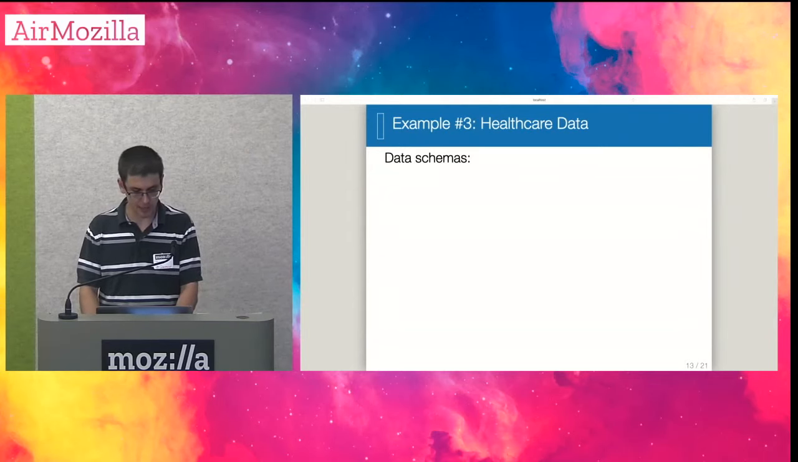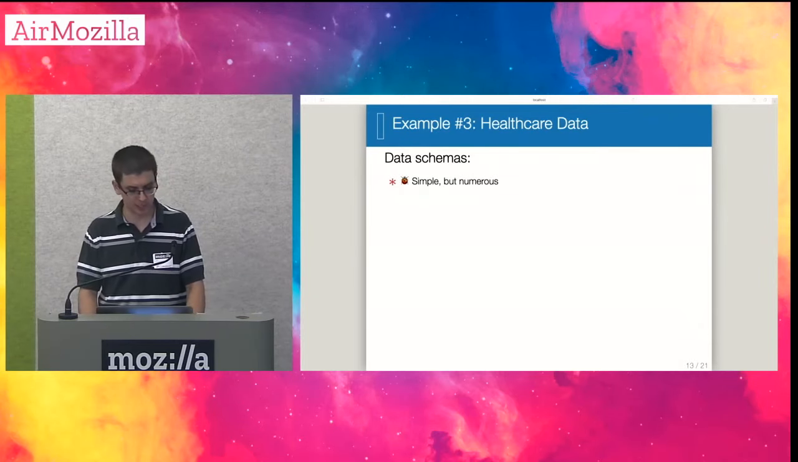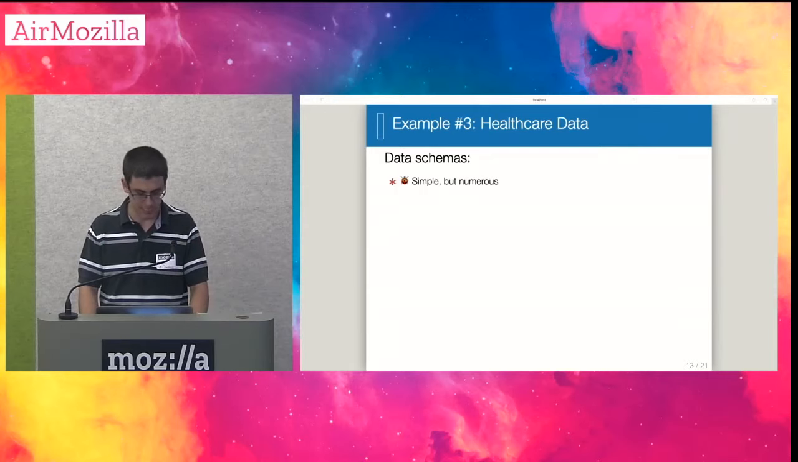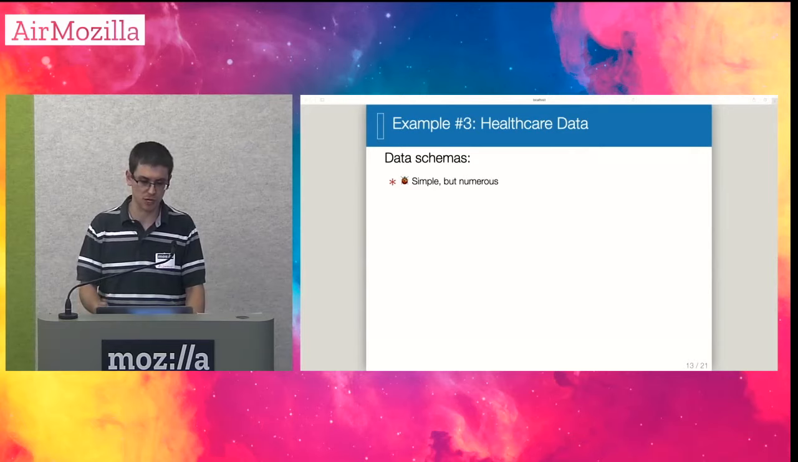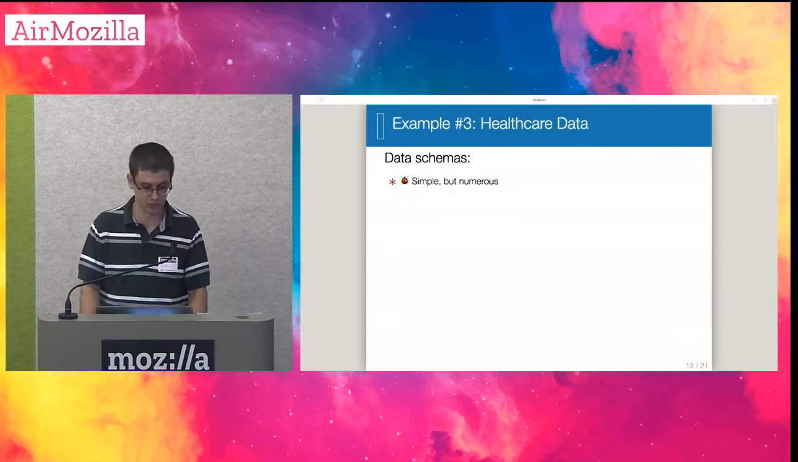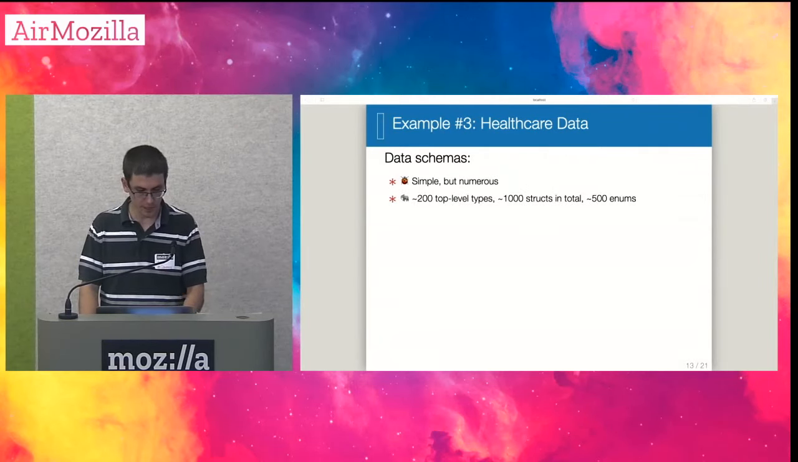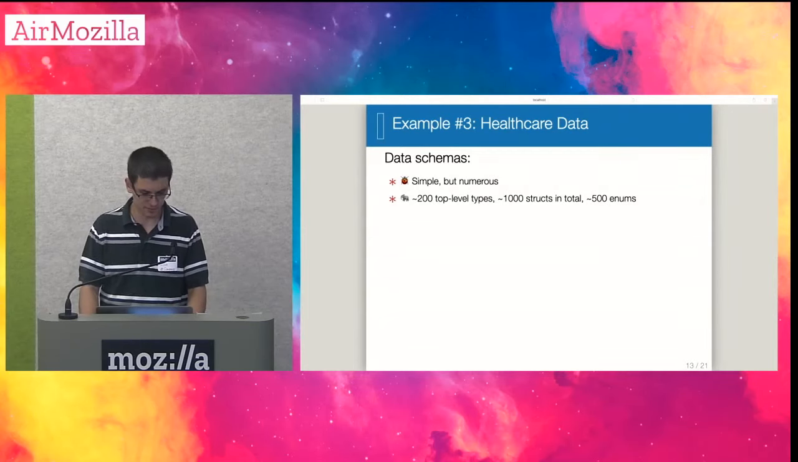Overall, the problem looked like there are some data schemas given to us by a third party, and they're simple in the sense that they're not using any crazy type things. They're just structs and fields, and those fields have types, and types could be lists of other types. They're pretty simple, but they're numerous. There are hundreds and hundreds of them. There were about 200 top-level types, 1,000 structs in total, 500 enums.